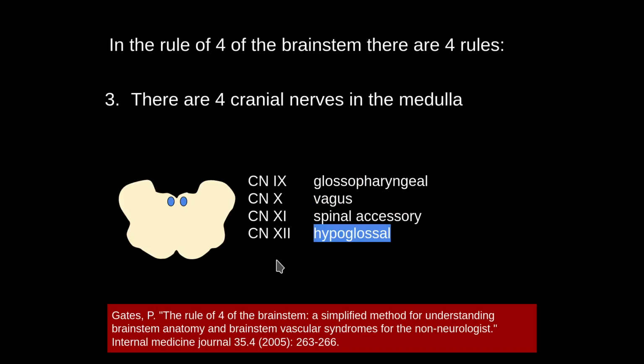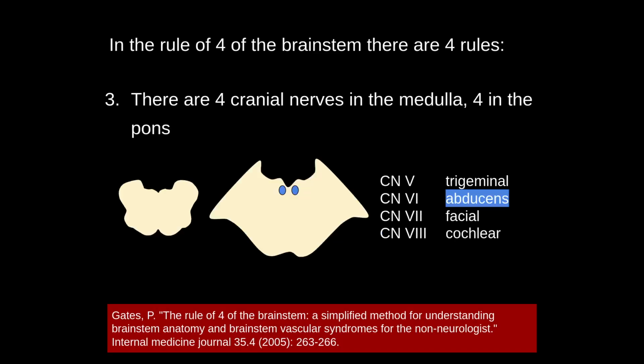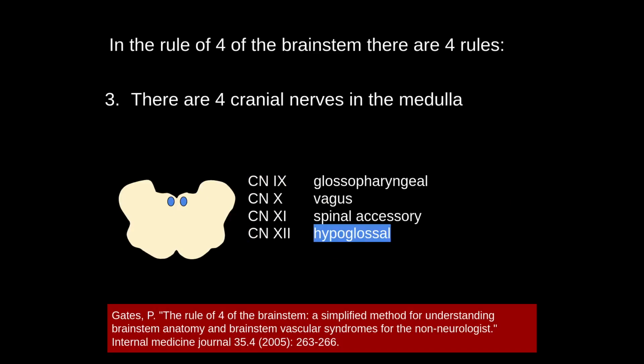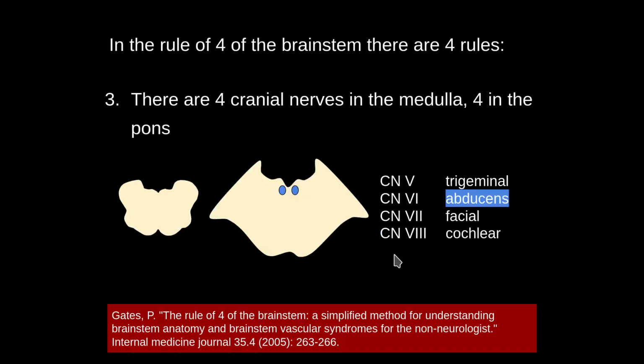Rule number 3. So if the first rule was about the M's in the midline, rule number 2 was about the S's on the side. Now this is about the 4 cranial nerves in the medulla. There are the rule of 4s for the cranial nerves. Okay, first of the pair of the 4 cranial nerves found in the medulla is the hypoglossal. 4 are found in the pons.